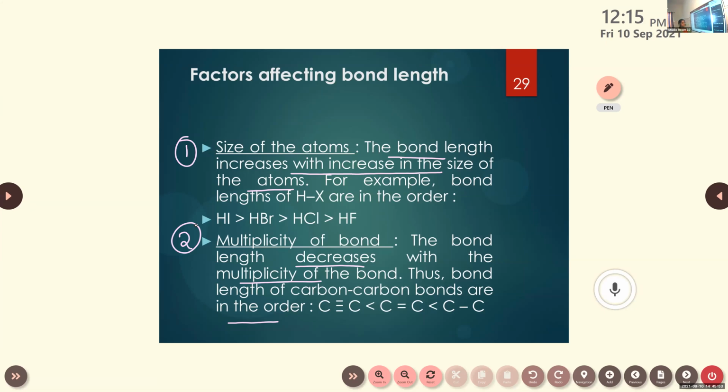Navneet, can you please read the slide? Yes, ma'am. Size of the atoms. The bond length increases with increase in size of the atom. For example, bond length of HX are in the order HI greater than HBr greater than HCl greater than HF. Multiplicity of bond. The bond length decreases with the multiplicity of bond. Thus, bond length of carbon-carbon bonds are in the order C triple bond C less than C double bond C less than C single bond C.